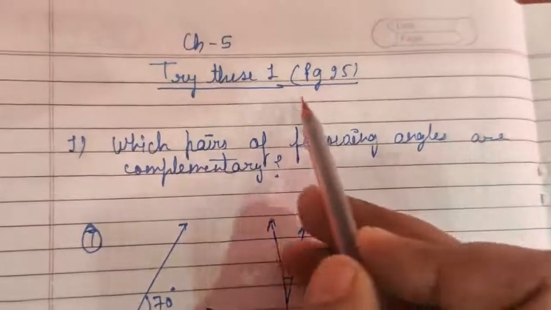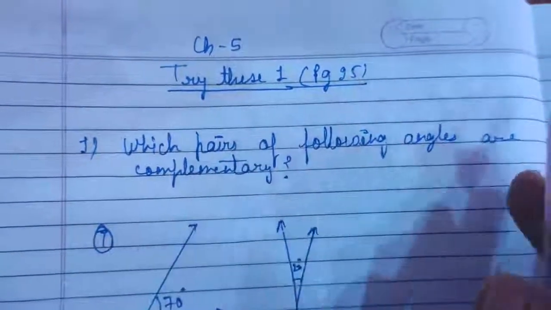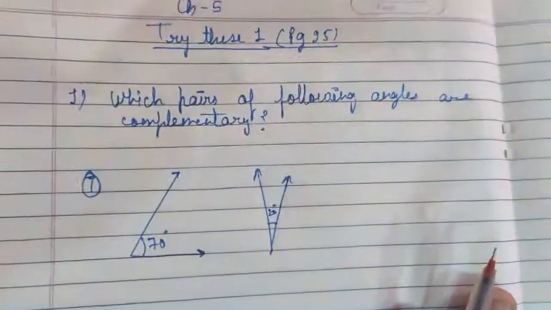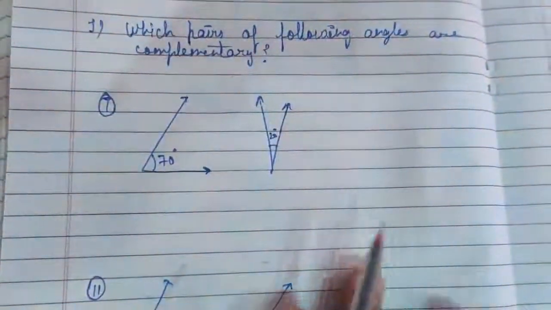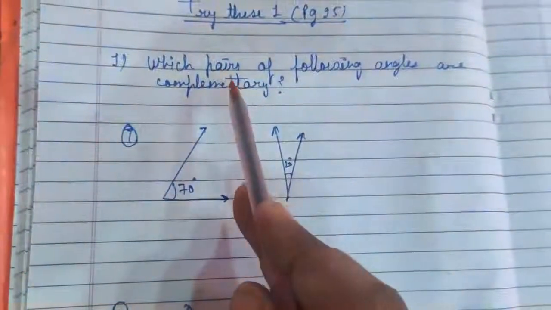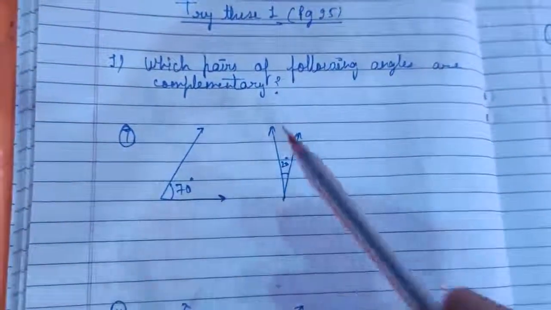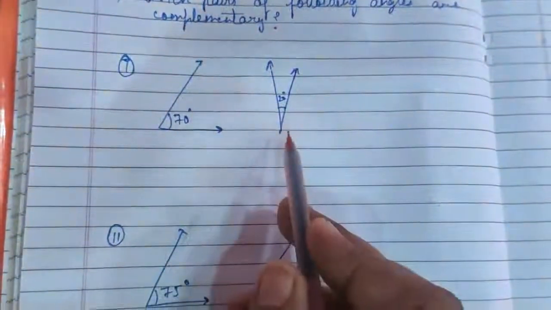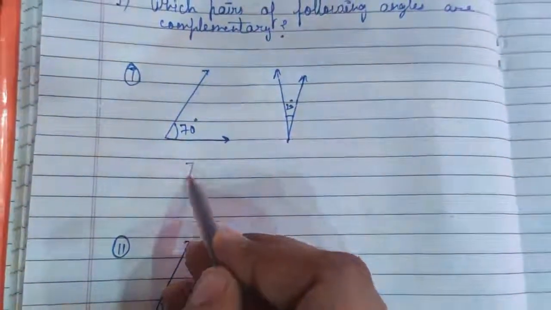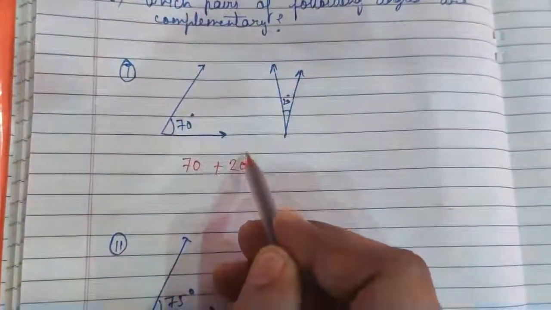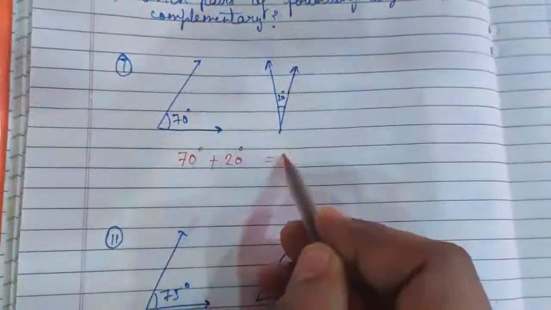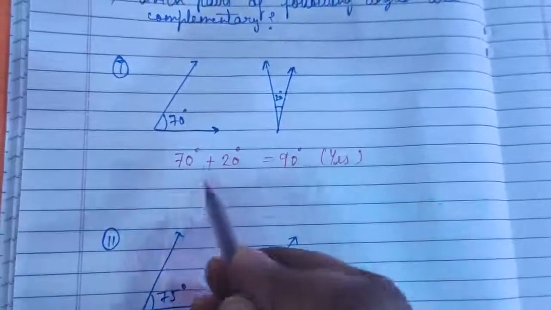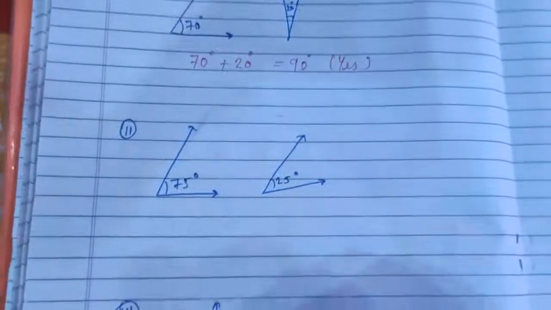We are doing Try These 1, exercise chapter 5, Lines and Angles, page number 95. We have studied the definition of complementary angles. Now which pair of the following angles are complementary angles? I have told you, if the sum of these two angles is 90 degrees, like 70 degrees plus 20 degrees. Now what is the sum here? 90 degrees. So yes, they are complementary. These are complementary, so we have to write yes.